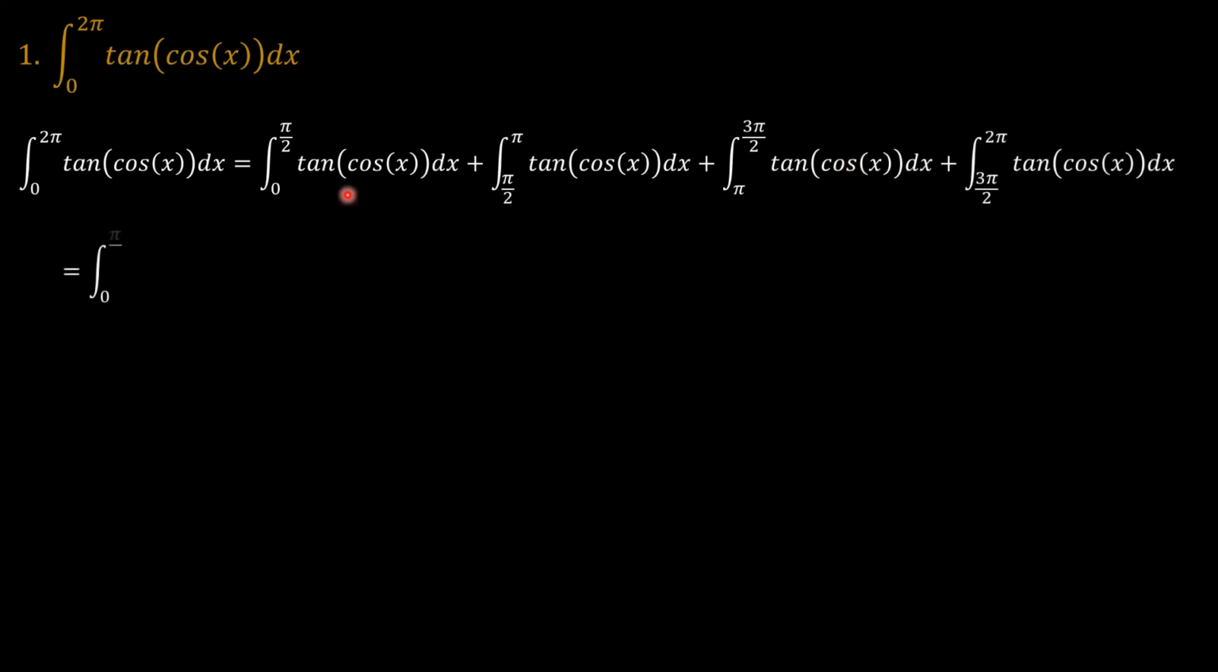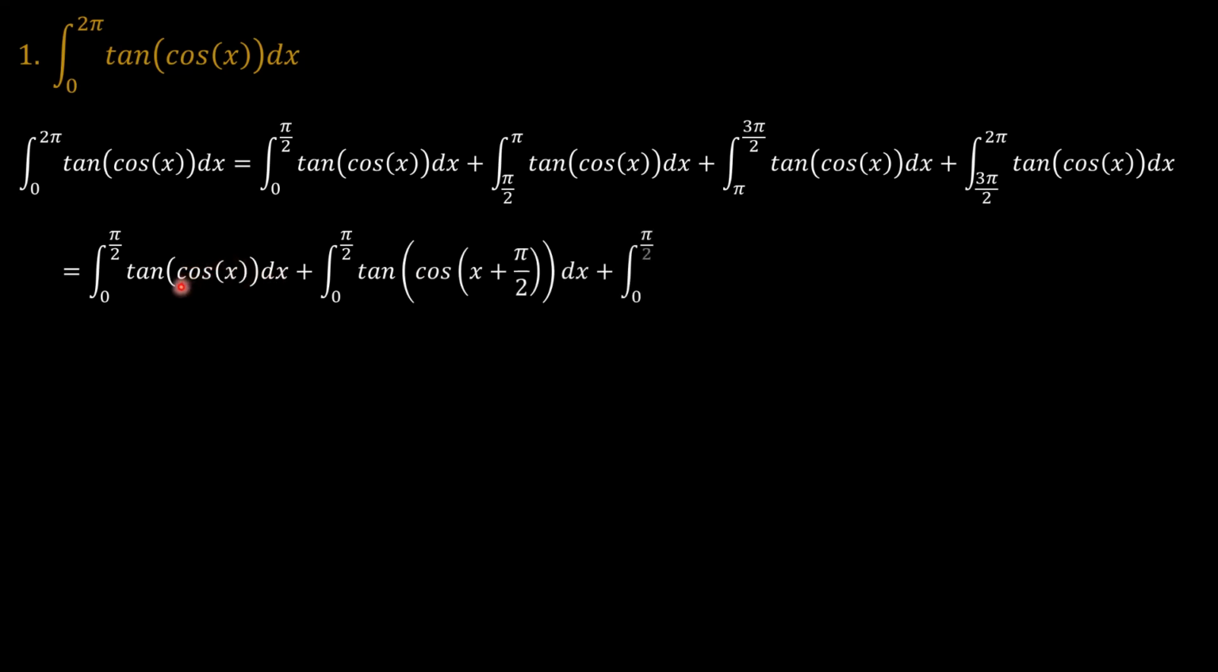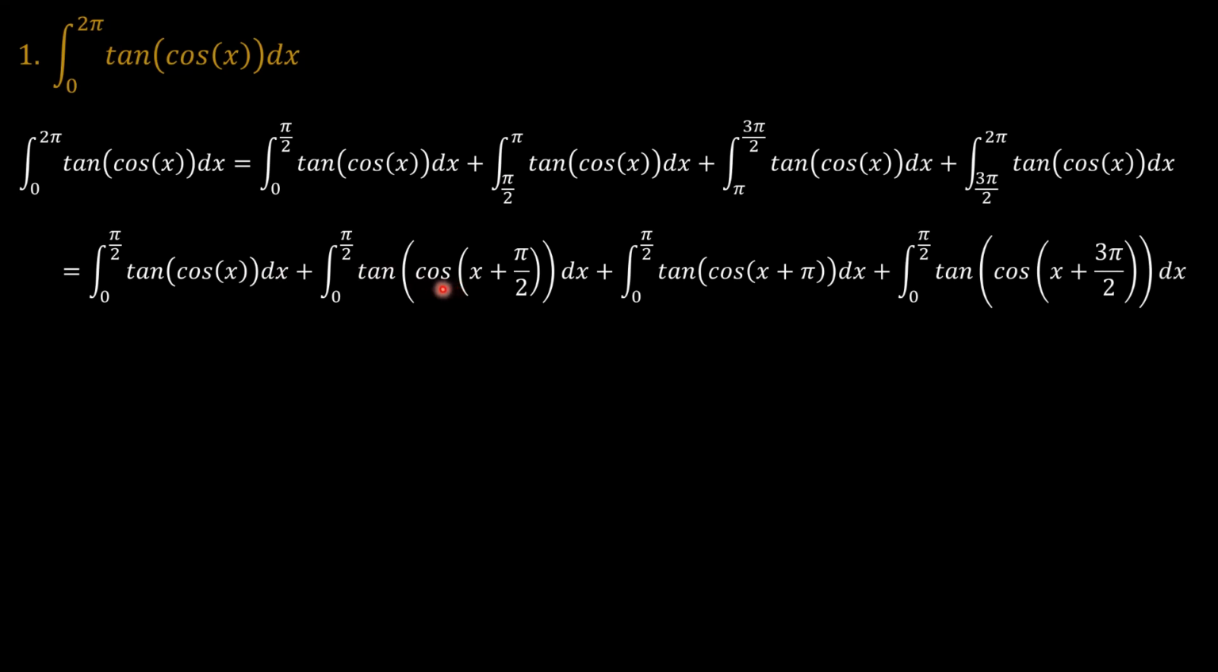So in this region, we can keep the expression as it is and then express the succeeding integrals as a function of the primary or the initial integral. So from pi over 2 to pi, we can reduce the limits to 0 to pi over 2, but in here we can change that to cosine of x plus pi over 2. Similarly, in the third subintegral, we could reduce the limits to 0 to pi over 2, but in the function cosine, we would reduce that to x plus pi. And then from 3 pi over 2 to 2 pi, we can reduce the limits to 0 to pi over 2 and then express cosine as x plus 3 pi over 2.